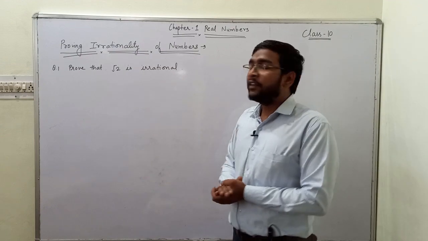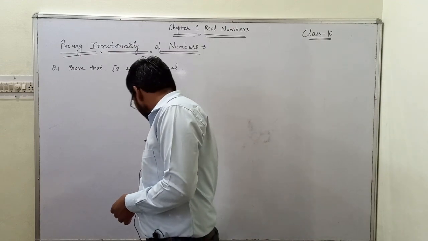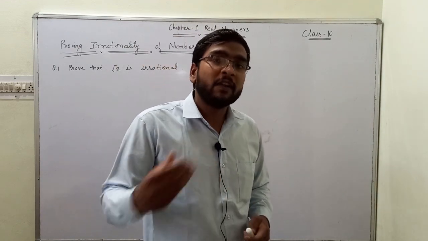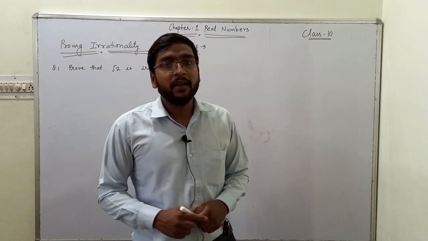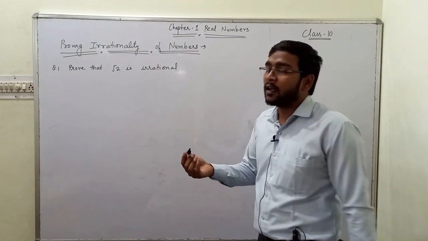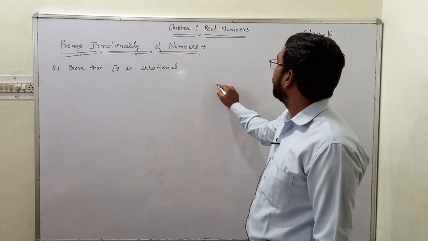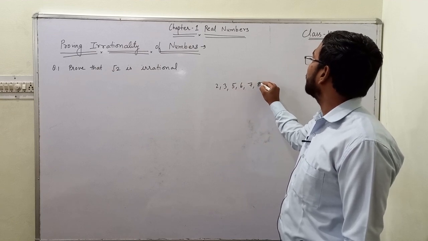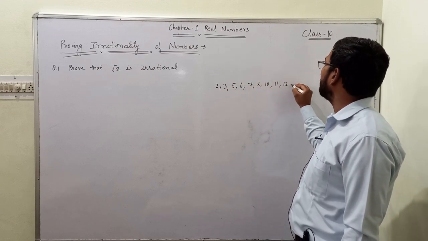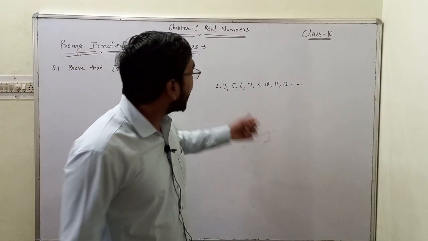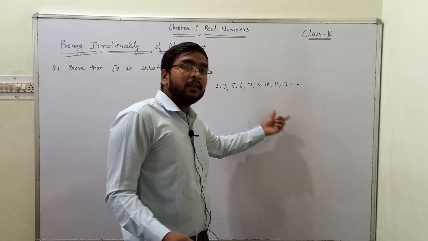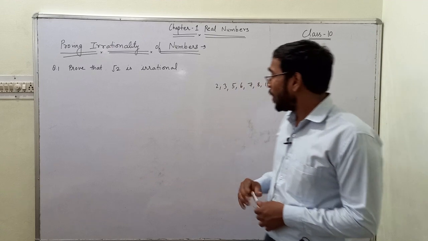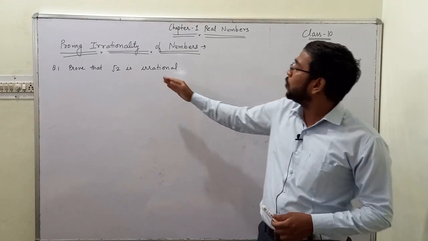Now here we need to prove that root 2 is irrational. We know that the square root of all non-perfect square numbers is always irrational. For instance, some numbers that are not perfect squares are 2, 3, 5, 6, 7, 8, 10, 11 and many more. If I take the square root of any of these numbers, then the number obtained will always be an irrational number. But how do we prove that root 2 is irrational?